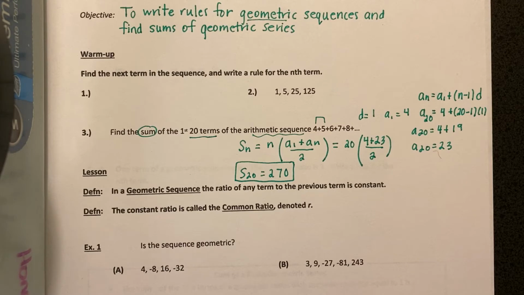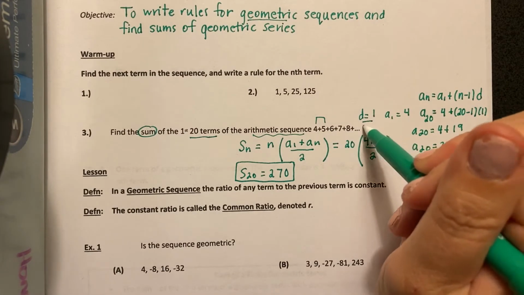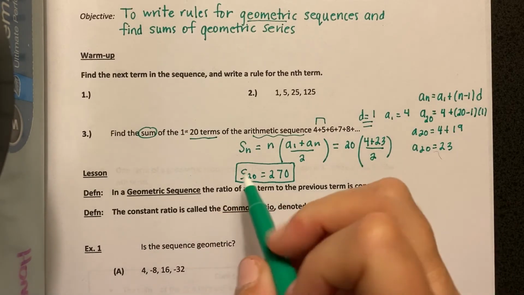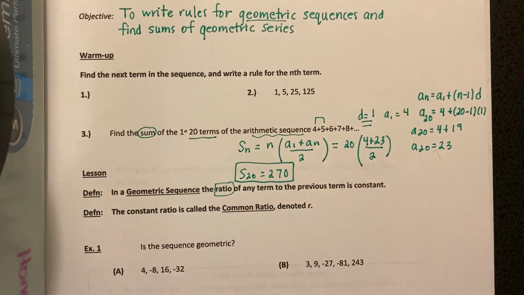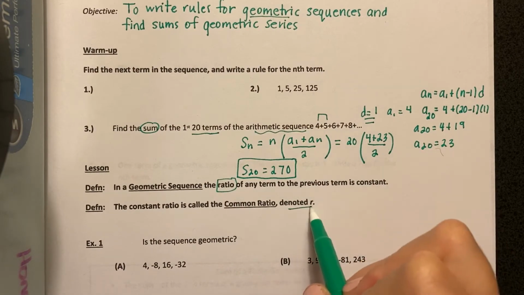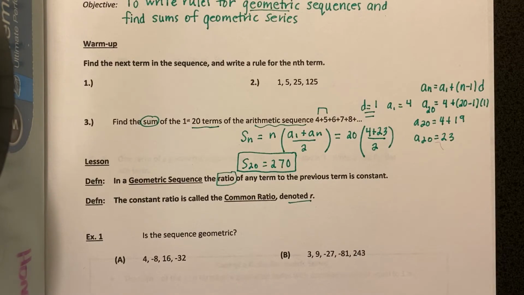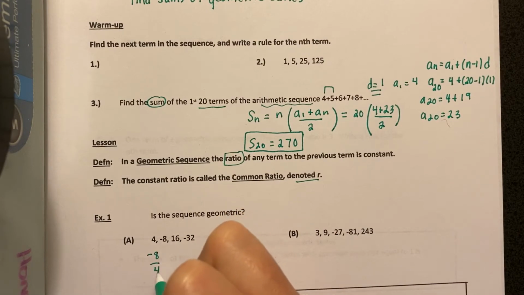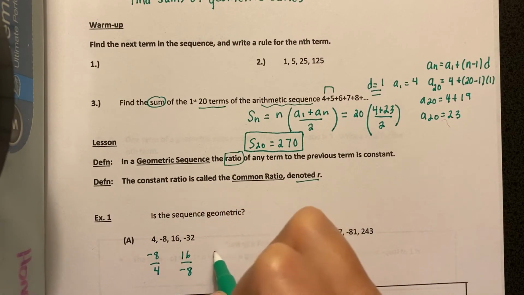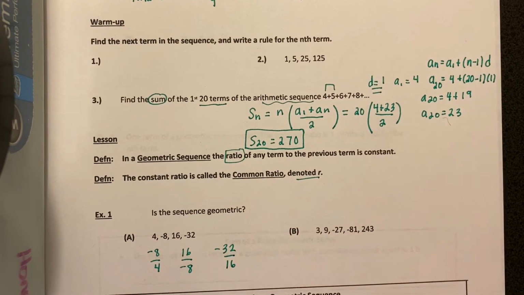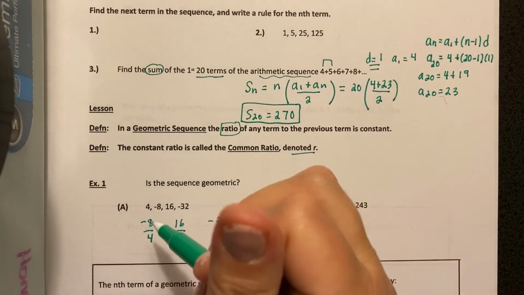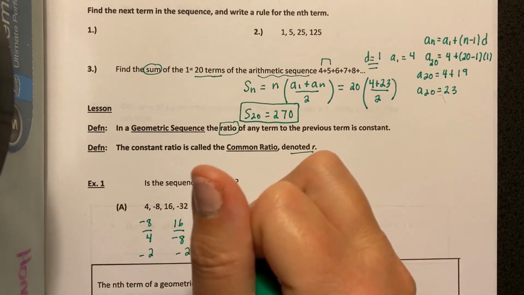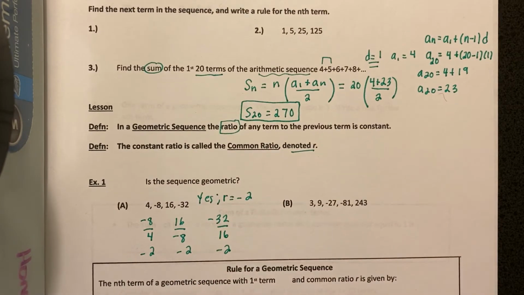In arithmetic sequences and series, they have a common difference that we looked at right there. Something that's going to be different in geometric is they're going to have a ratio that is constant. We call that a common ratio, and it's denoted with the letter r. So if you go negative 8 over 4, and then 16 over negative 8, and then negative 32 over 16, are these all reducing to the same thing? This is negative 2, that's negative 2, this is negative 2, so I would say yes, and r is negative 2.